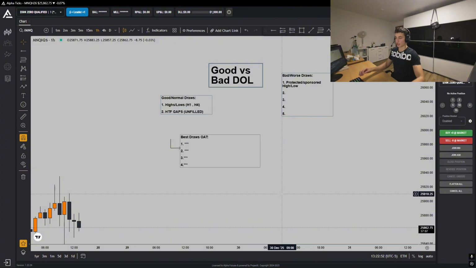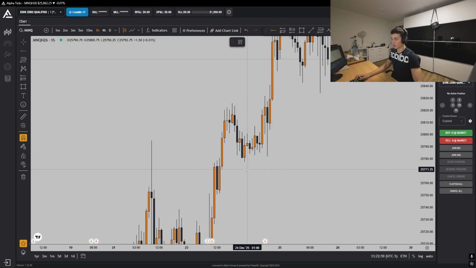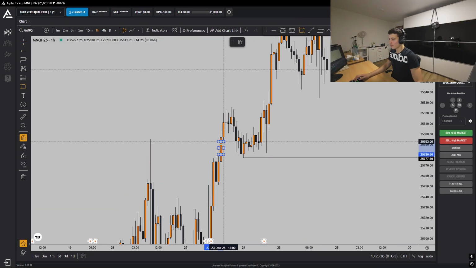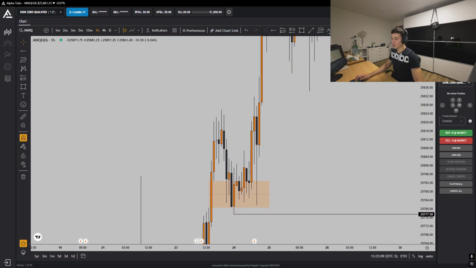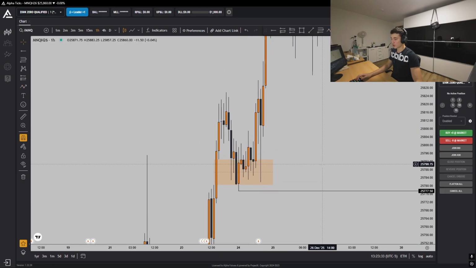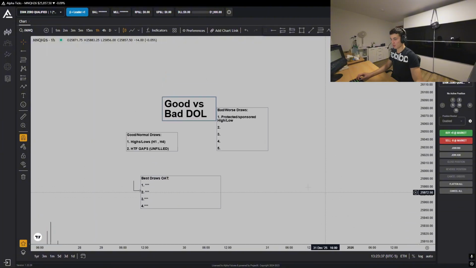What is a protected or sponsored high and low? Let's say, for example, boom, right here. This low right here, if you want to target this, it's not the best draw. Why? Because we already filled this higher time frame 1 hour gap right here, as you can see, and we moved higher from that. Boom, retrace, and we continue going higher. You want to continue going with the trend. And this is actually, boom, my second point.